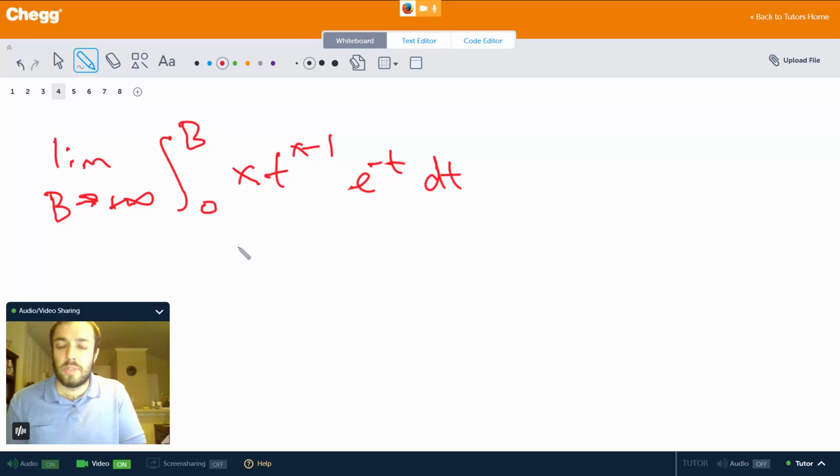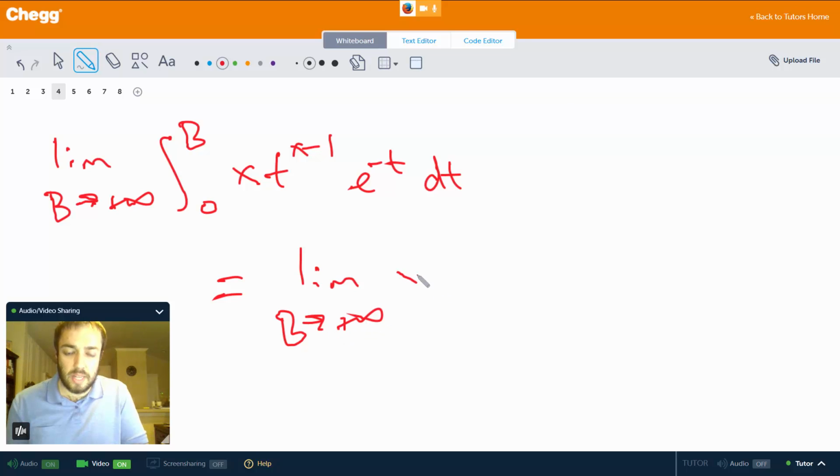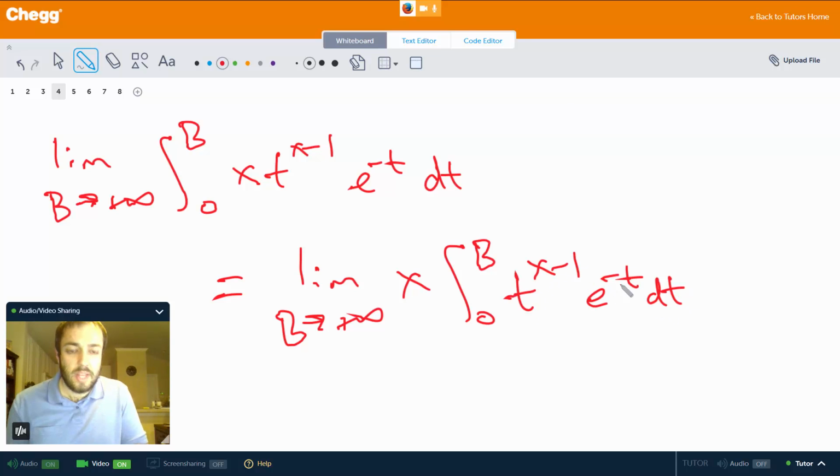All right, now first of all, remember, as far as this integral is concerned, x is just a constant. So this x is basically just a constant multiple that we can pull out of the limit of the integral. So let's go ahead and do that. So we have the limit as big B goes to positive infinity of x times the integral from 0 to b of t to the x minus 1 e to the minus t dt. And again, the reason we can do that is because this integral is with respect to t. T is the variable, x is a constant as far as this integral is concerned. And remember, it's okay to pull constants out of integrals, so we can pull the x out.